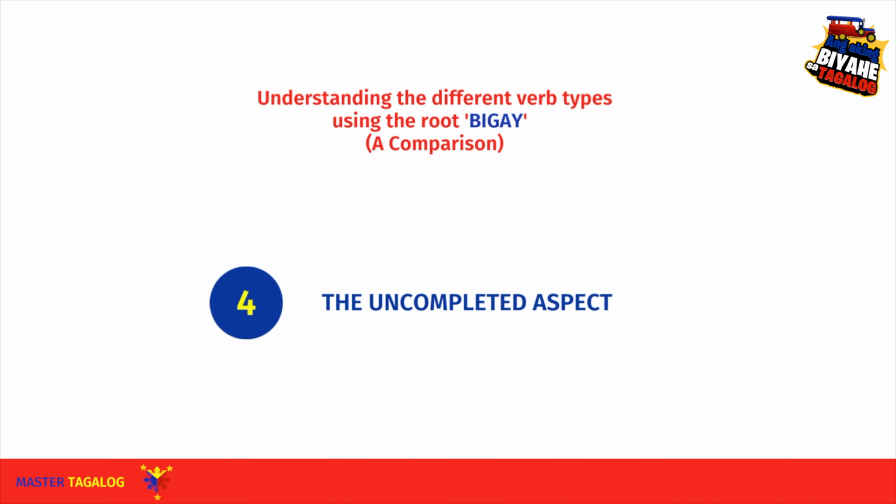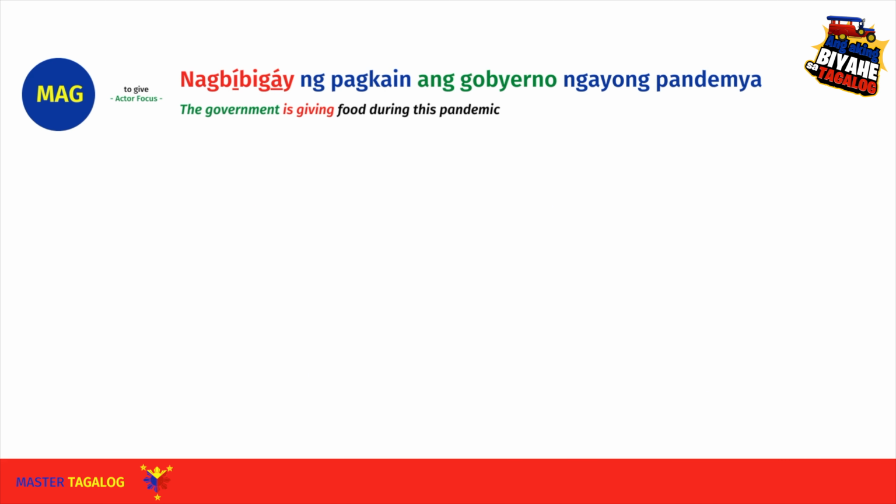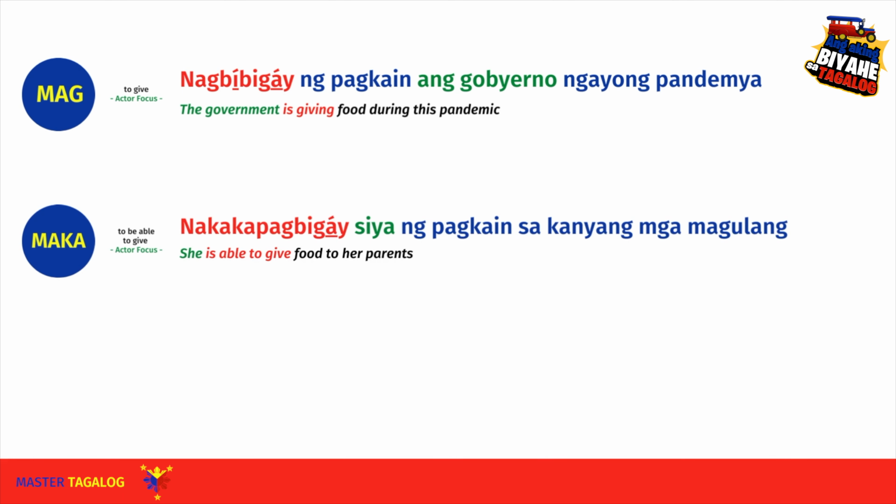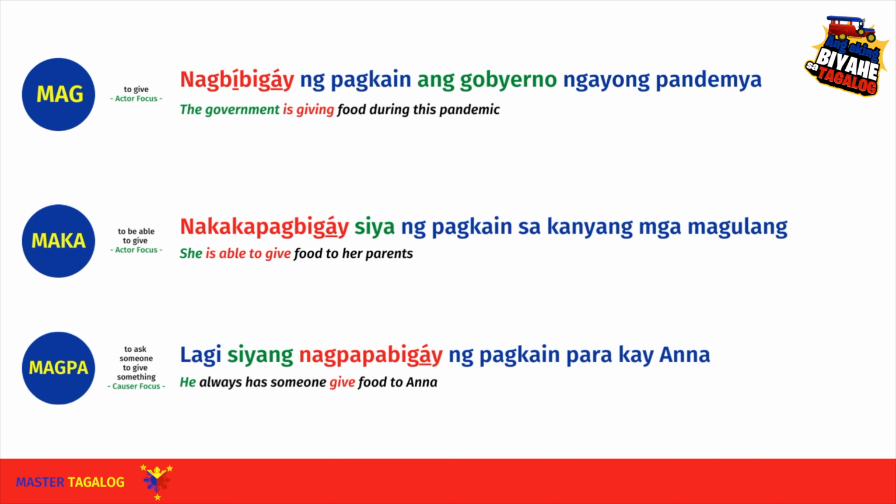The uncompleted aspect. Nagbibigay ng pagkain ang gobyerno ngayong pandemya. The government is giving food during this pandemic. Nakakapagbigay siya ng pagkain sa kanyang mga magulang. She is able to give food to her parents. Lagi siyang nagpapabigay ng pagkain para kay Anna. He always has someone give food to Anna.